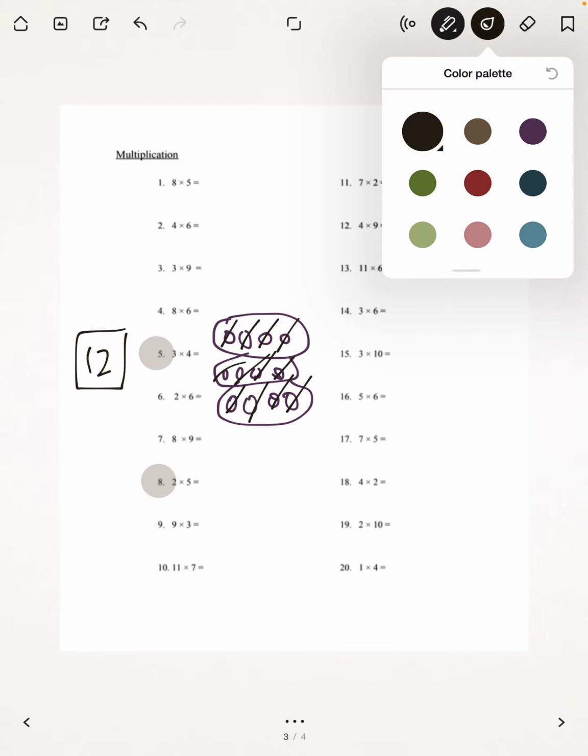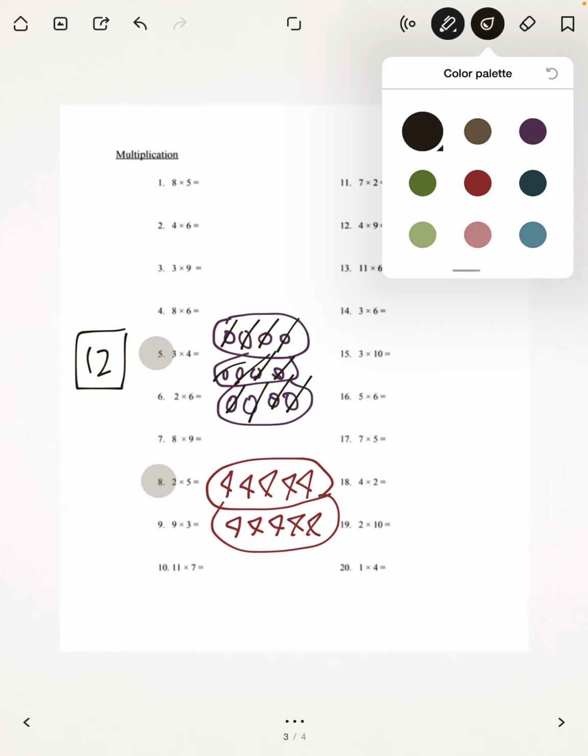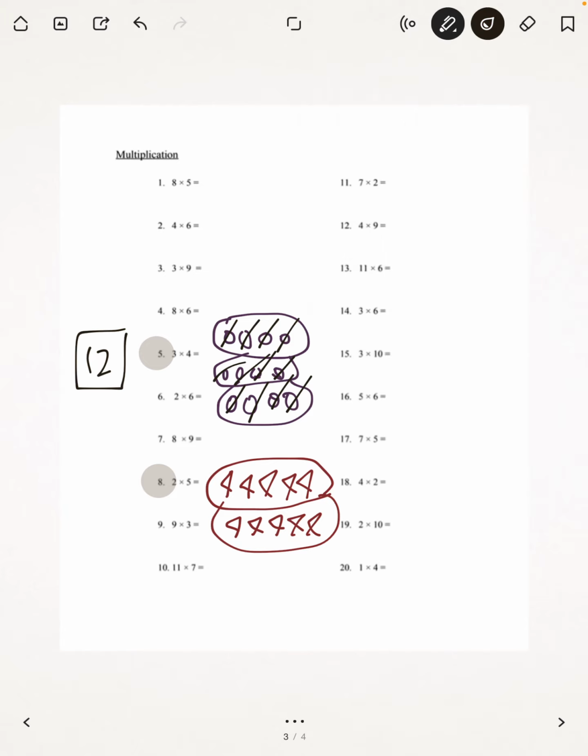Number 8, I'm going to be drawing it again. I'm going to be drawing 2 sets of 5. 1, 2, 3, 4, 5. That's one set. 1, 2, 3, 4, 5. And then we're just going to be counting up how many little triangles there are. 1, 2, 3, 4, 5, 6, 7, 8, 9, 10. And the answer is 10.